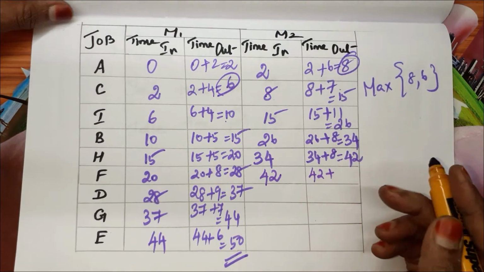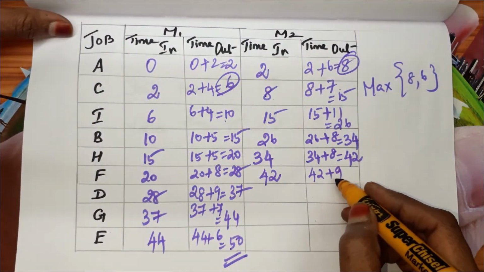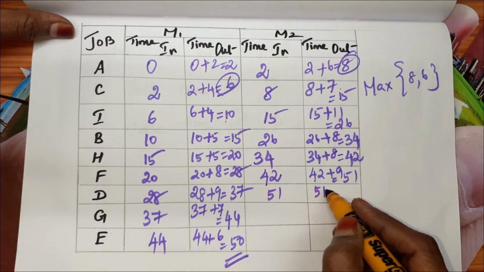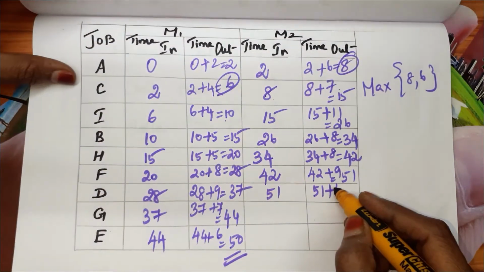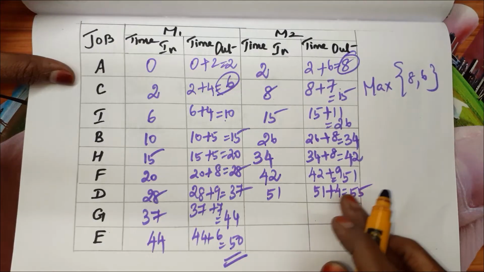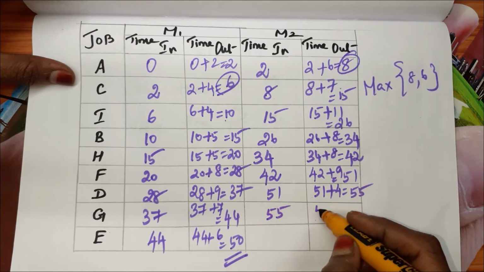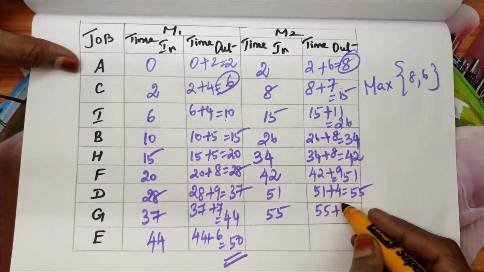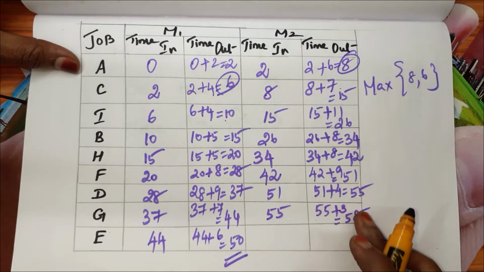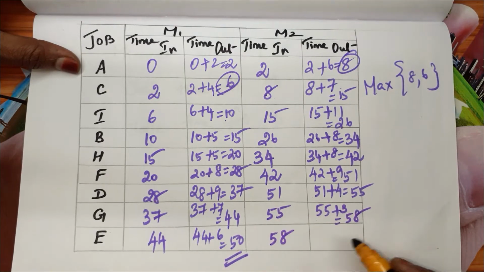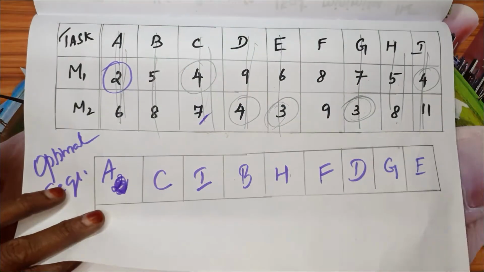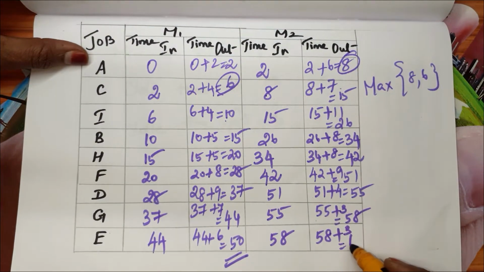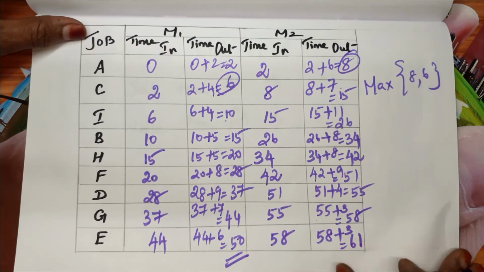Then 42 plus 9, 51. 51, 37, 51. 51 plus 4, 55. 55, 44, 55. 55 plus, for G, 3. 58. 58, 50, 58. Then 58 plus E, 3. 61. So now we are going to write the answers.